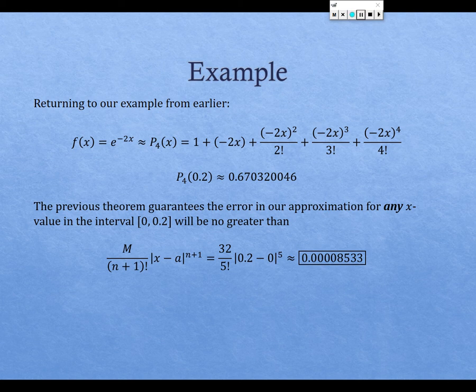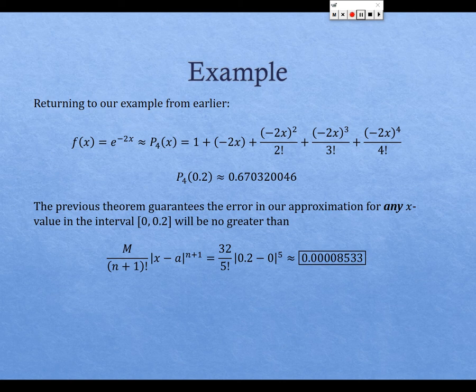Because we did P4, right? We did the 4th order. So the error will be, this will be a 4 plus 1 here. This power, same thing, 4 plus 1. 0.2, I hope you see where that comes from. That's the distance we are away from the center on the interval of interest where we're making this estimate. The center is 0, we said.